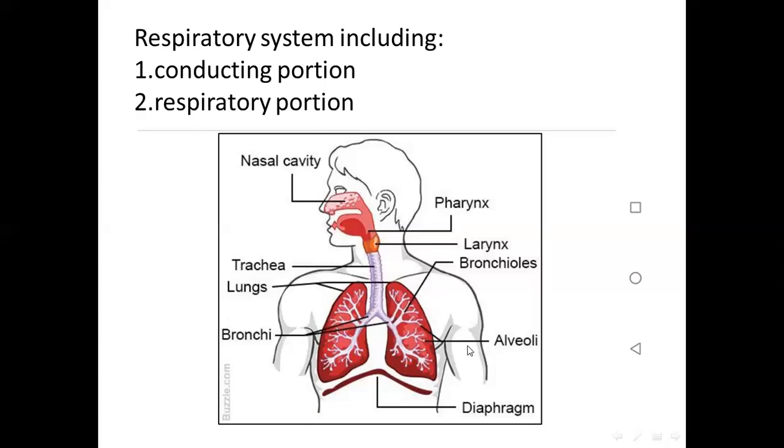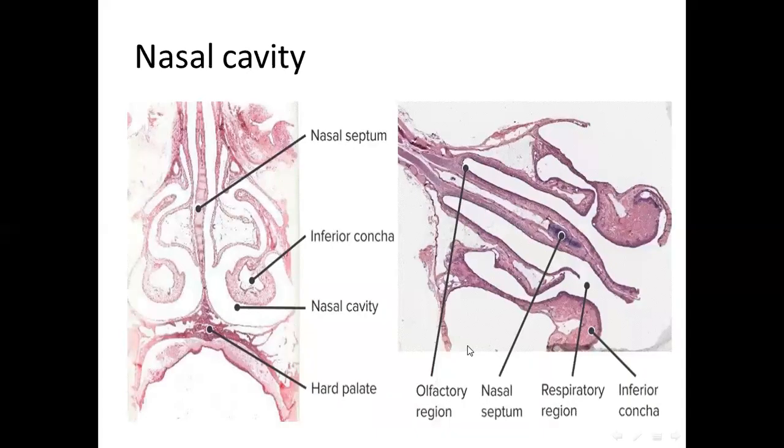The nasal cavity is divided into two halves, right and left, separated by a nasal septum, which is bony and cartilaginous. Also, it can be divided into an anterior portion and a posterior aspect. The anterior portion is represented by the vestibule, which is beneath the nares or the nostril.